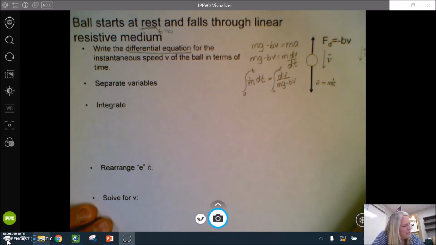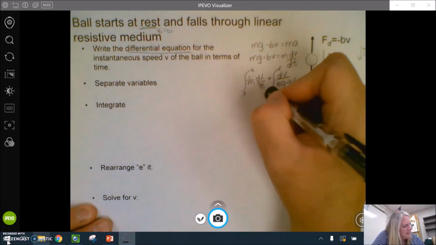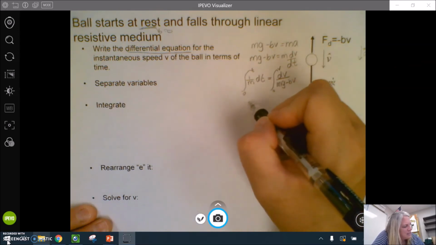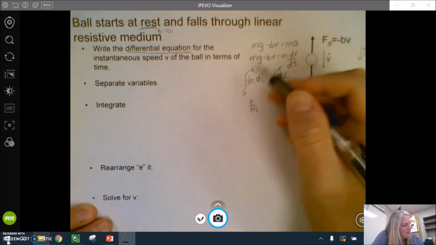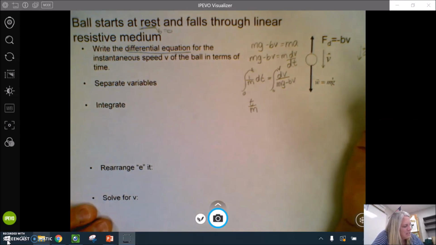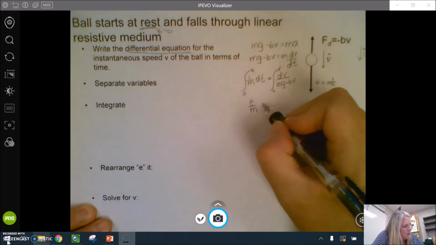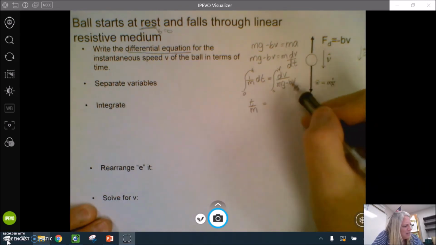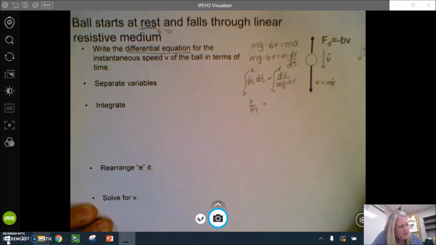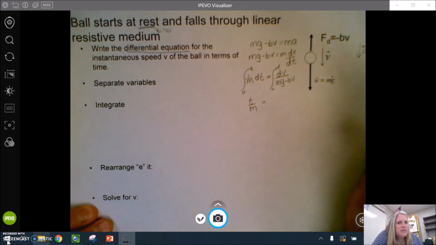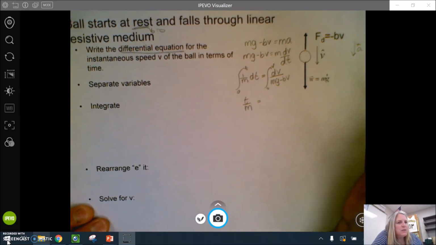All right, well, this side's easy. That's just t over m, right? The integral of dt is just t. And so we have our m, and it started at 0, so that's cool. But what do we do about this side? I mean, we've got this mg minus bv in the denominator. What? Well, there's a couple different ways, but I'm going to show you u substitution.